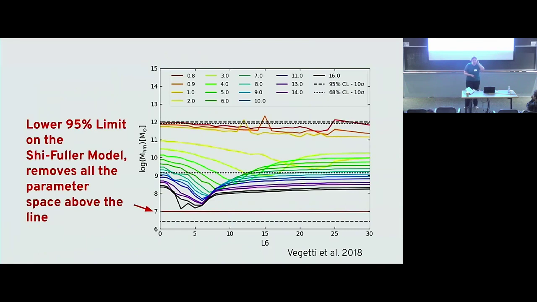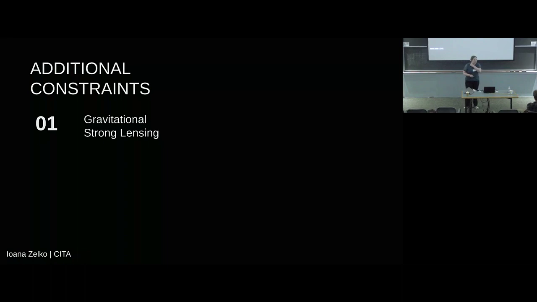And this is also based on Simona Vegetti's work in 2018, where she was constraining the Shaw-Fuller model. So our limits are basically below the red line of 7. So it's a pretty strong constraint over there. But these are all so far constraints from strong gravitational lensing.